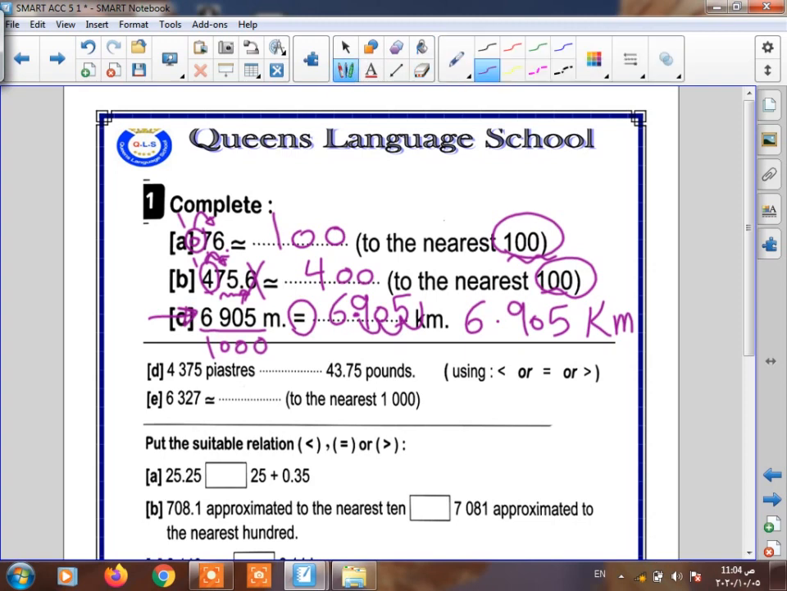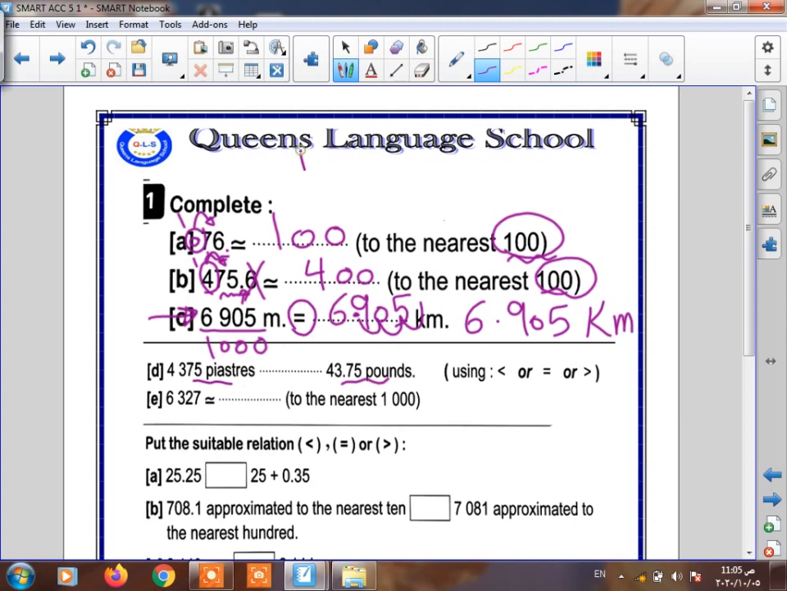Next example. 4,375 piastres, 43.75 pounds. Okay. When I compare between two things, two sides, I must have the same unit. Here I have piastres, and here on the other side I have pound. I change it from small to big. How can I make it? I make it from piastres to pound.